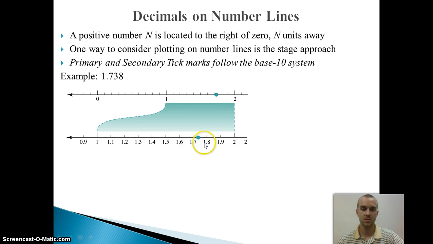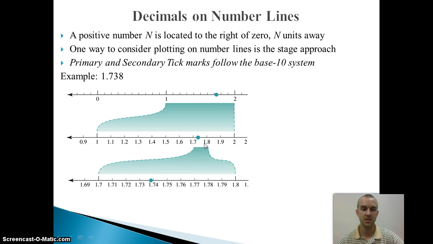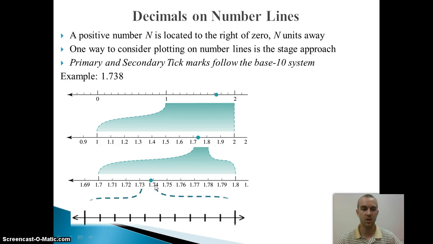Now I'm going to zoom in again between the 7 tenths and the 8 tenths. And what this means now is that my major tick marks are the tenths, so my minor tick marks are now the hundredths. So when I look at 1 and 738 thousandths, that means I have 73 hundredths and then 8 thousandths. So I'm somewhere between 73 hundredths and 74 hundredths, as you can see here. Now I want to zoom in again so that I can get that exact value on the number line.